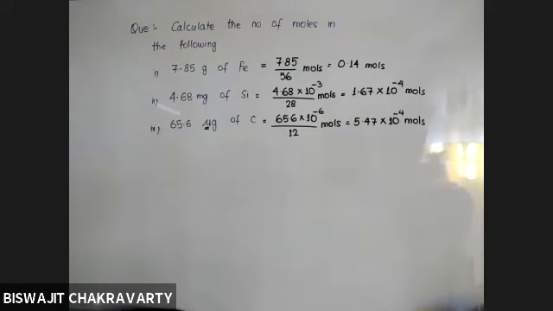What is 56? Why have we divided by 56 for iron? Why did you take 56 for iron? Why did you take 28 for silicon? Why did you take 12 for carbon?